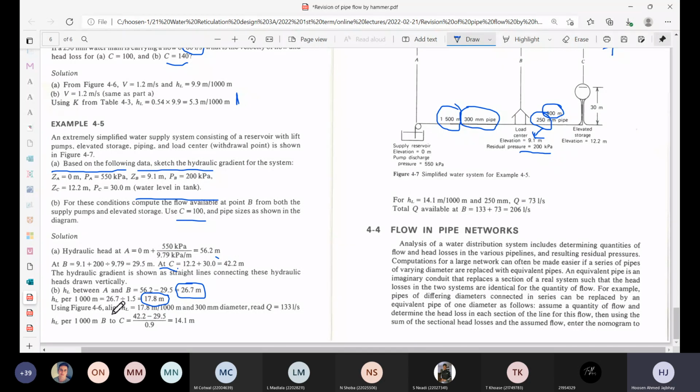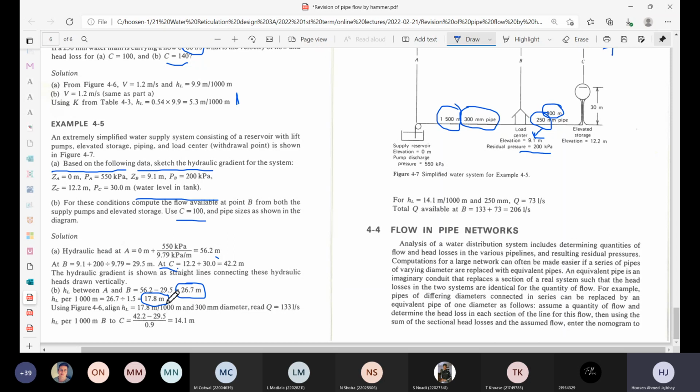The way it's written, I know some students sometimes battle to understand it. You might find it easier to just say 26.7 meters over 1,500 meters. So you can work it out first per meter, 26.7 divided by 1,500 meters. And then you want the head loss for 1,000 meters, so whatever answer you get, you just multiply it by 1,000. That's how you end up with that 1.5 there. So you've now worked out that the head loss between A and B is 17.8 meters per 1,000 meters.